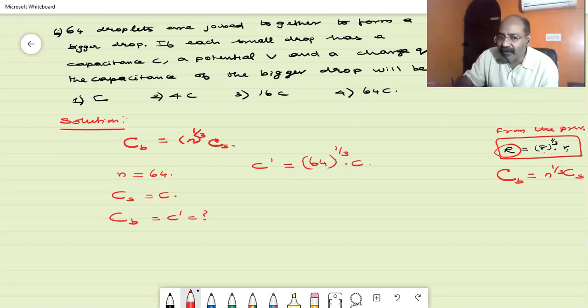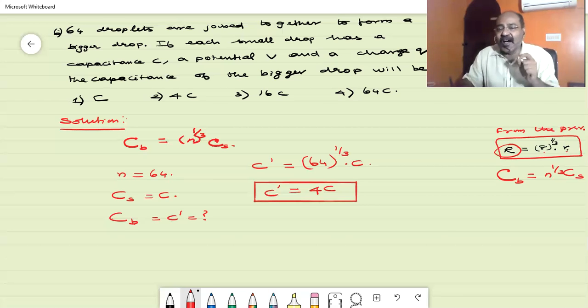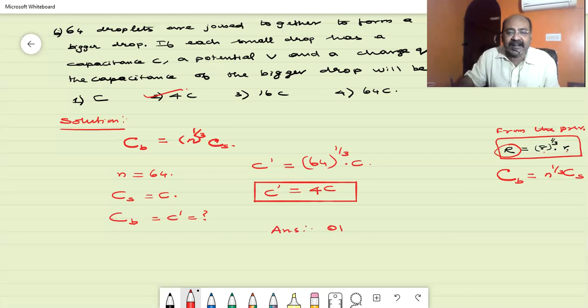What is the cube root of 64? Cube root of 64 is 4 because 4 into 4 into 4: 4 into 4, 16. 16 into 4, it is 64. So cube root of 64 is 4. 4 into C. So the capacitance of the bigger droplet C dash is equal to 4 times that of the capacitance of the smaller droplet. So the second one is the answer. The answer is option number 2.